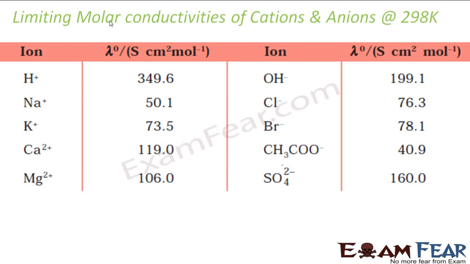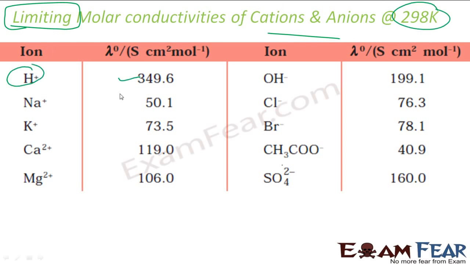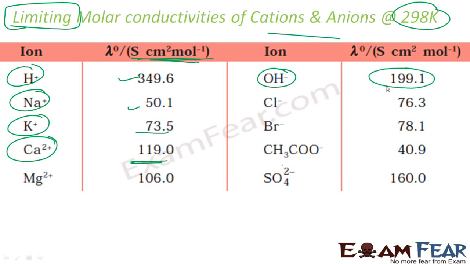And these are the limiting molar conductivities for cations and anions, the popular values at 298 Kelvin. For H plus, this is the value, 349 Siemens centimeter square per mole. For Na plus, 50.1 Siemens centimeter square per mole. For K plus, 73.5 Siemens centimeter square per mole. Similarly for Ca, 119 Siemens centimeter square per mole. Similarly for OH minus, we have this value, 199.1 Siemens centimeter square per mole. Similarly for Br minus, I have this value. If you see, for CH3COO minus, we have this value.